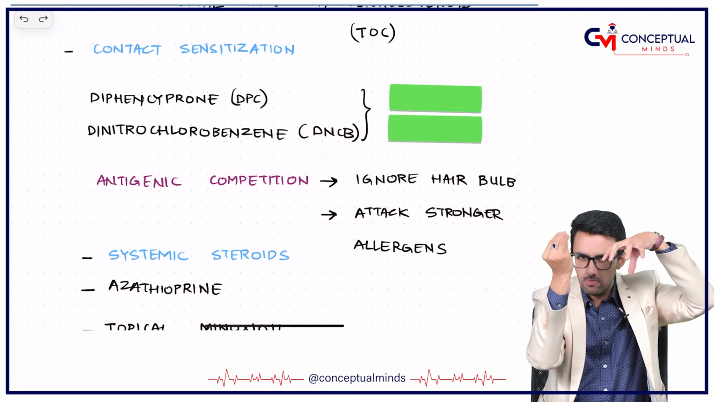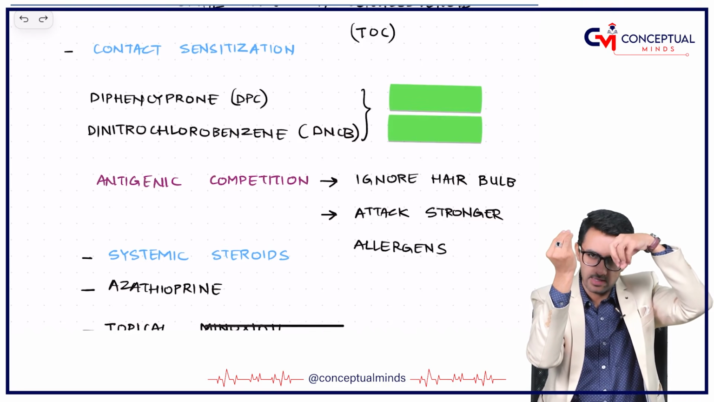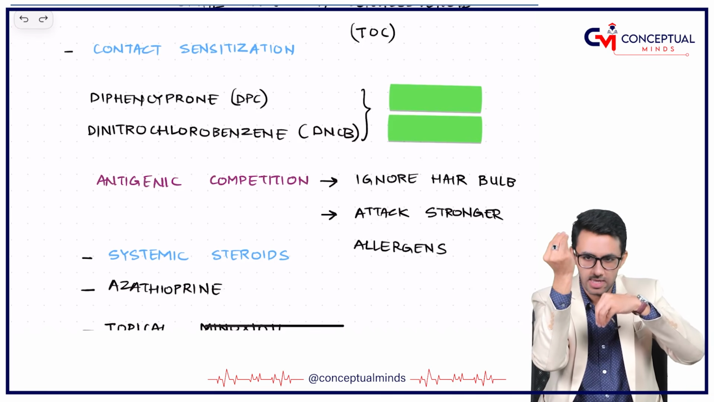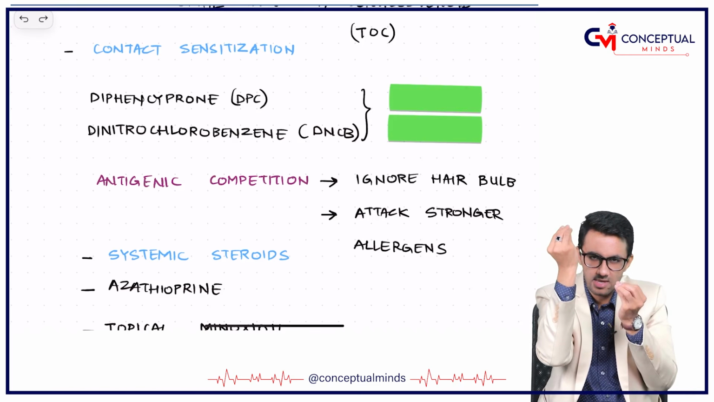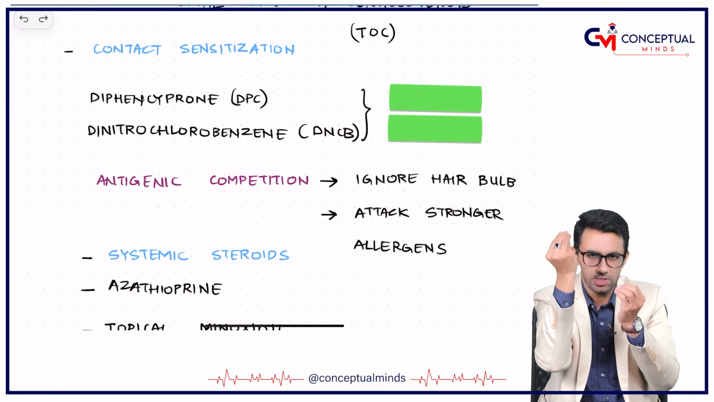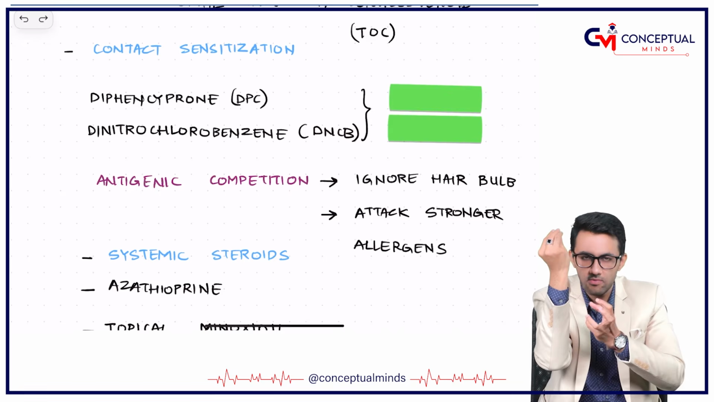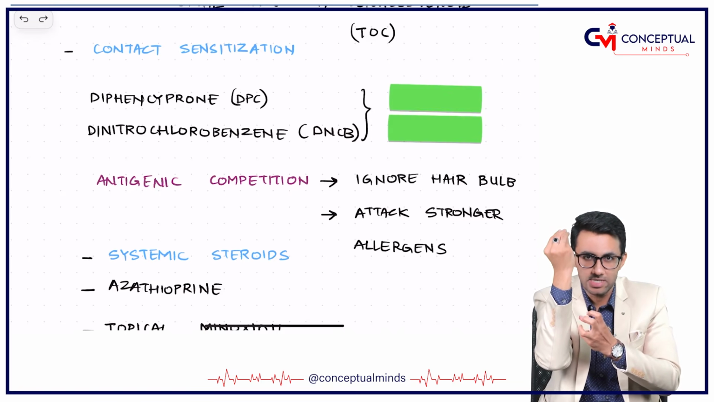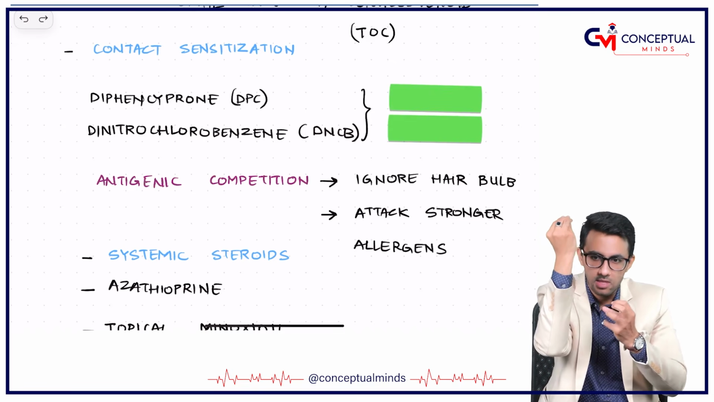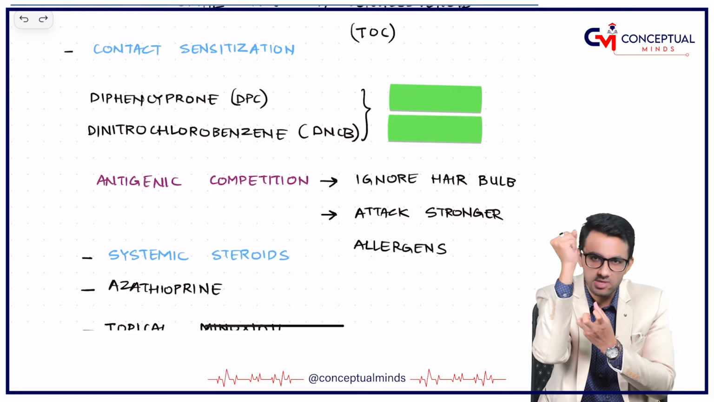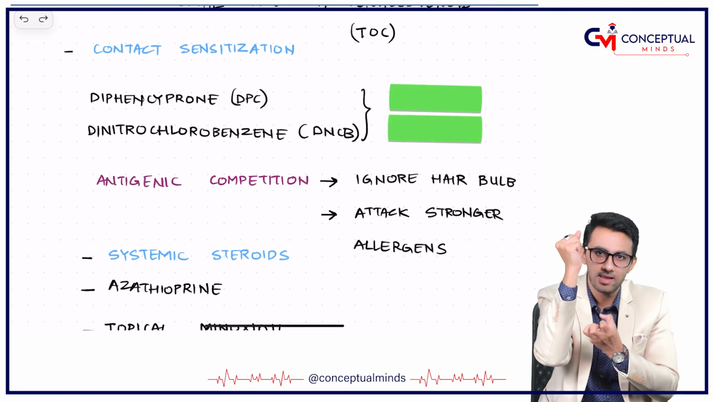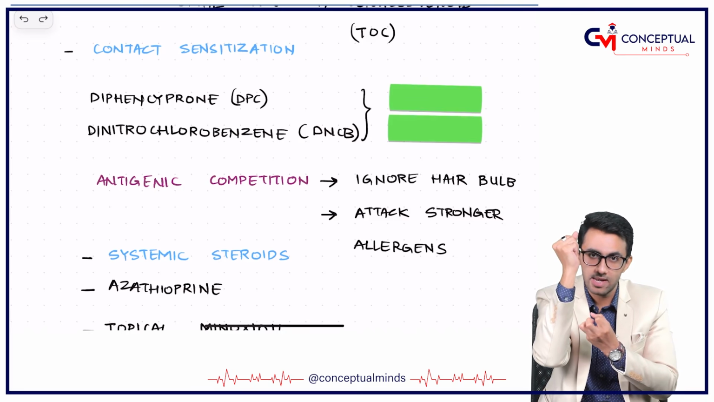So we ask the patient to apply them. This drug gets absorbed in the skin, and when it reaches here, these are very strong allergens. The body is going to have something known as antigenic competition. What's going to happen is, the body will choose to attack them, not the hair follicle. Now this is safe, this is gone, the body will attack this. Did you get it? This is known as antigenic competition.